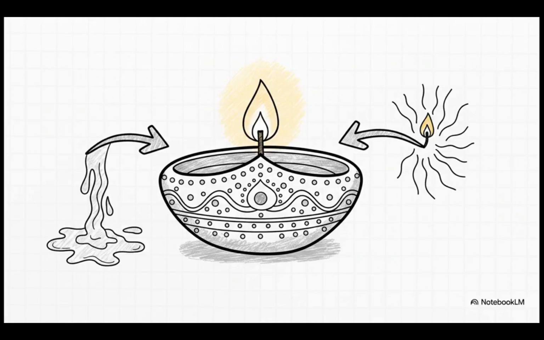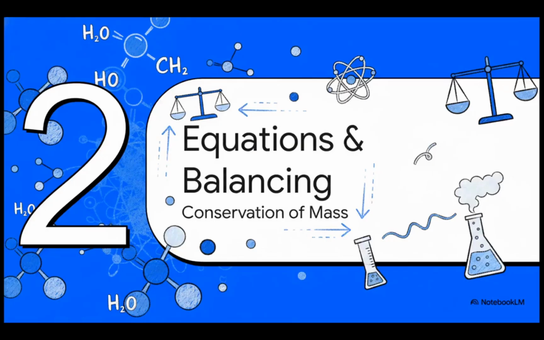Take lighting a Diwali candle, for example. It creates both a physical and a chemical change at the exact same time. The melting of the solid wax into liquid, that is purely physical. But the actual burning of the wick, that involves combustion, it produces heat and light, which makes it a full-on chemical change. Moving right along to Section 2, equations and balancing.